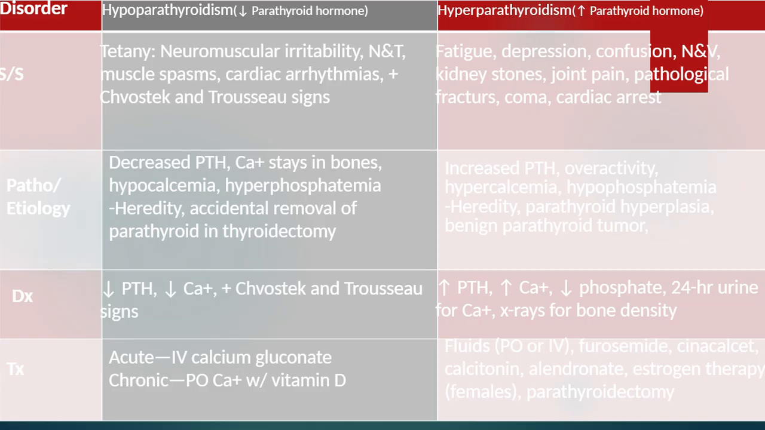Diagnosis involves lab findings that show elevated parathyroid hormone, elevated calcium, and low phosphate levels. A 24-hour urine test may be used to determine how much calcium is being excreted. X-rays or bone density scans help identify bone thinning or fractures. If surgery is being considered, imaging such as ultrasound or specialized nuclear scans may be performed to locate the overactive gland.